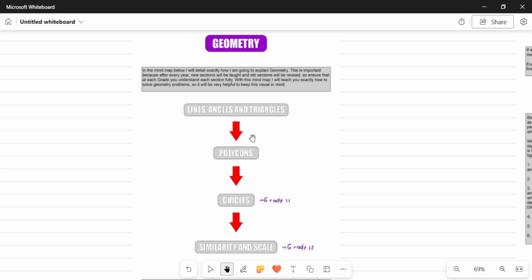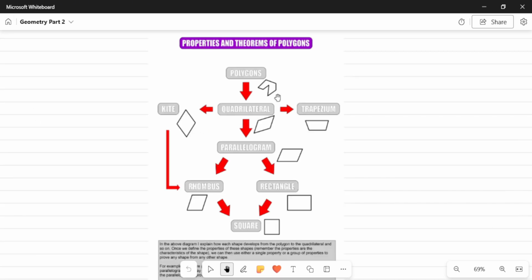Right, so let's move on to polygons and explain exactly what polygons are and how they relate more specifically to parallelograms. Now, this is the second mind map that you need to keep at the back of your mind. The first mind map is what I've just showed you. The second mind map will be this. And you have to know how every shape develops from the polygon. It's extremely important. I cannot emphasize this enough. I've already talked about properties and theorems when I discussed the isosceles and equilateral triangle theorems, right? But I'll talk about it in more detail in this part of the course.